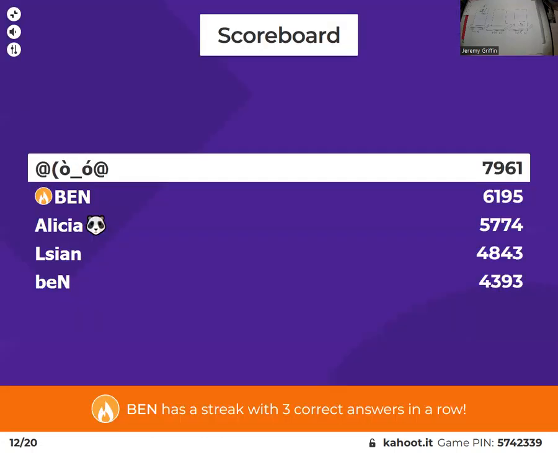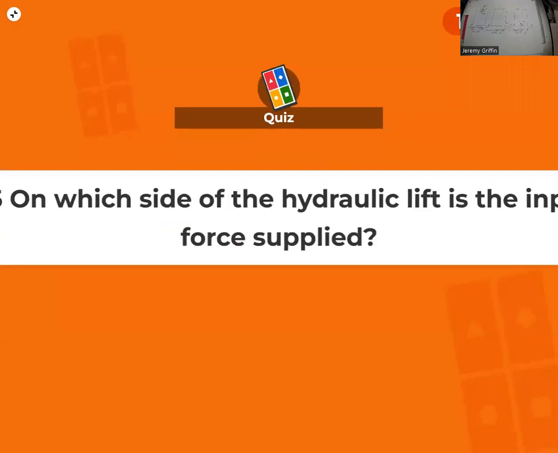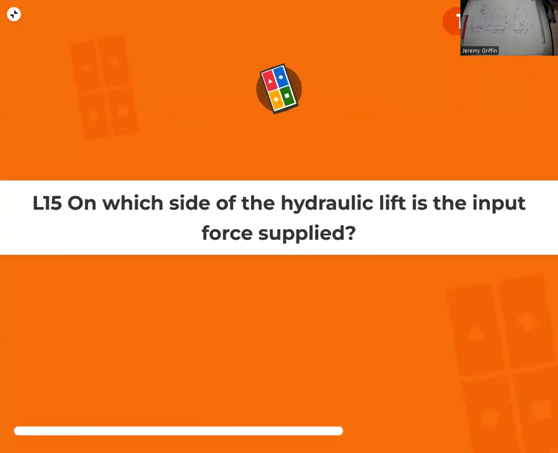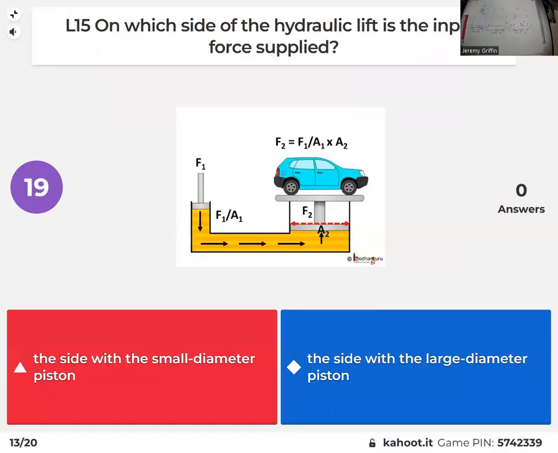This next question is also about a hydraulic lift. Look at this. Which side of the hydraulic lift is the input force applied? So you're trying to lift that vehicle. The input force is you applying the force.